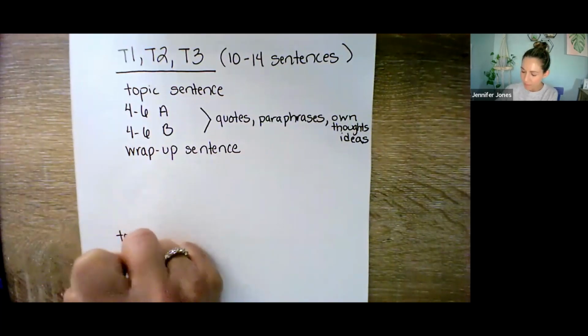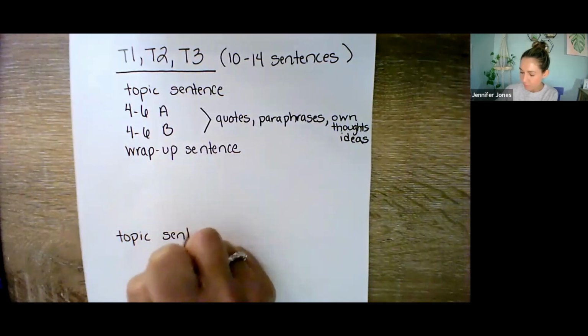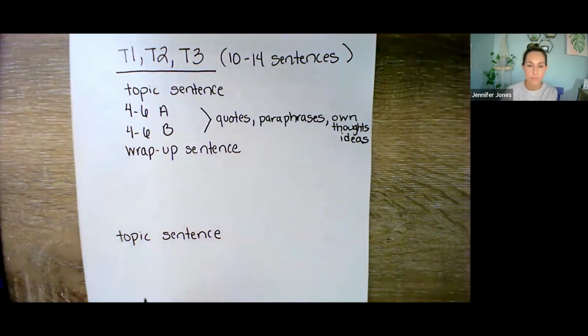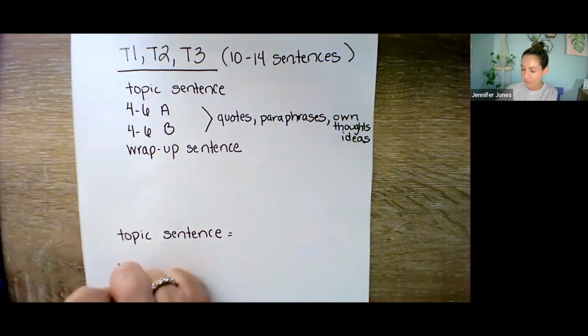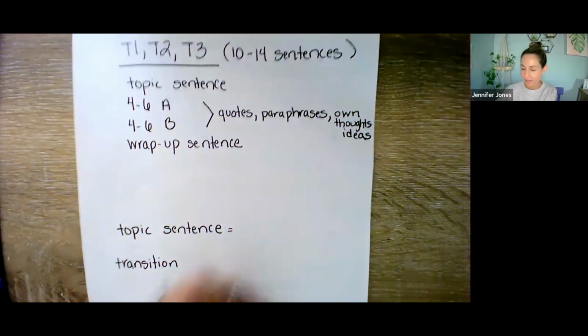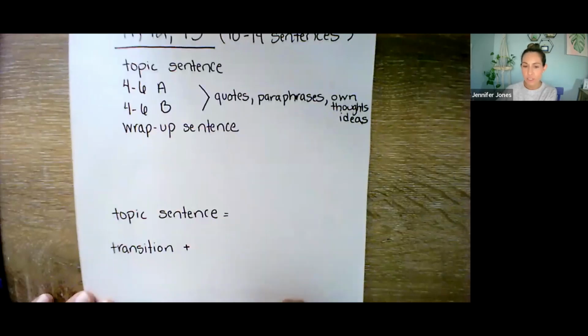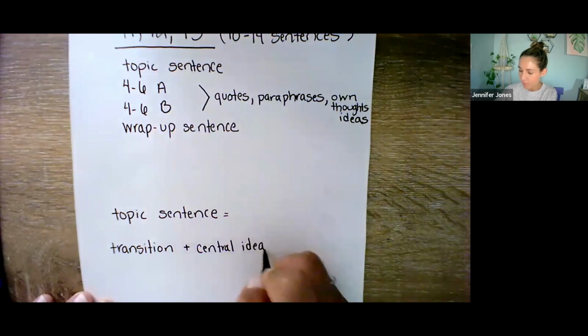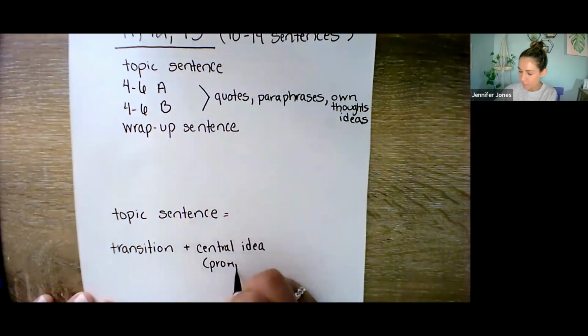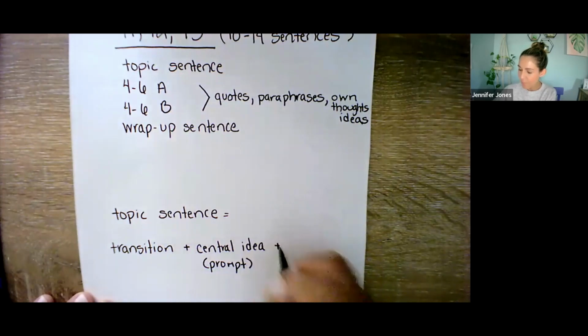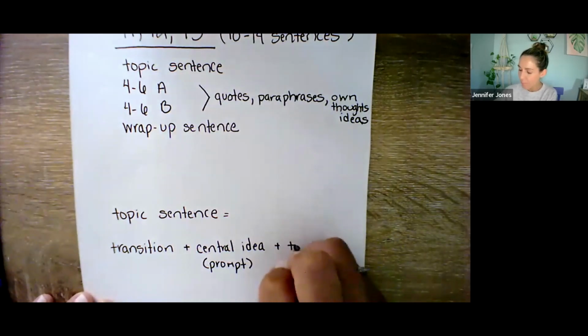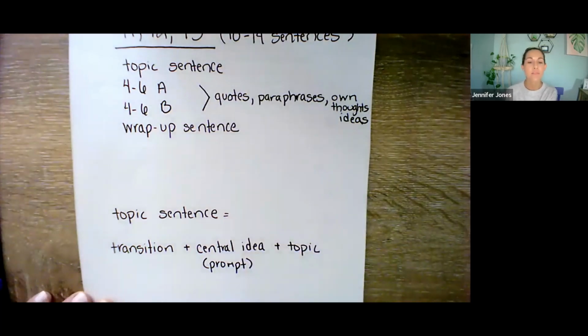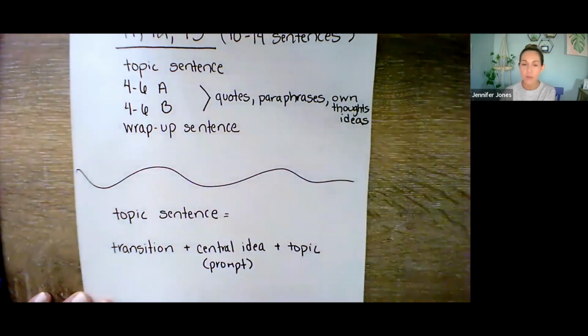Now, a topic sentence, and you can jot this down too if you'd like, is going to have 3 parts to it. A topic sentence is going to have a transition word or a transitional phrase. And I'll put a little plus sign. It's going to mention the central idea of the essay. Now, remember, the central idea is the prompt. And the topic sentence is going to mention the topic of that specific paragraph. So whatever T1 is about, or T2 or T3. So these are the 3 parts of a topic sentence.